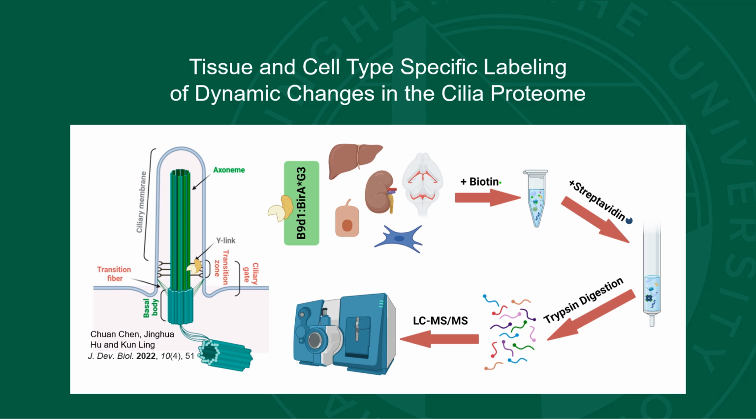With regards to cilia specialization, the way we're approaching that is we have targeted a protein in both cells and mice to a region at the base of the cilia called the transition zone. This enzyme is called BirA, and what BirA does is it adds a biotin to every protein that is transiting into the cilium or out of the cilium. We can then isolate those proteins and conduct mass spec analysis in a tissue or cell type specific way. We can then determine what the cilia protein composition is across different tissues.